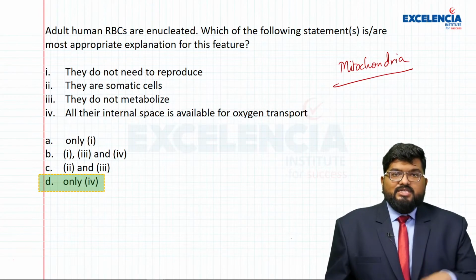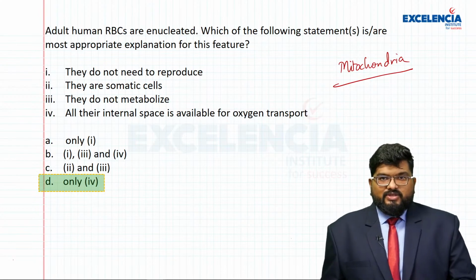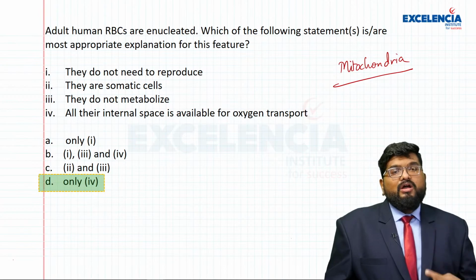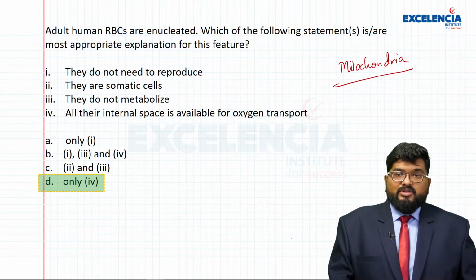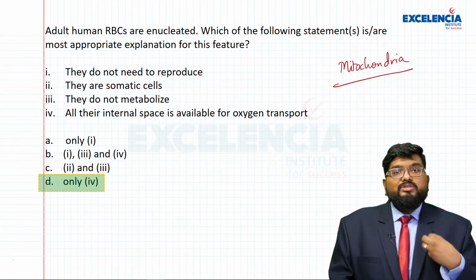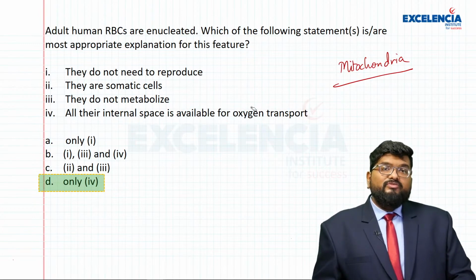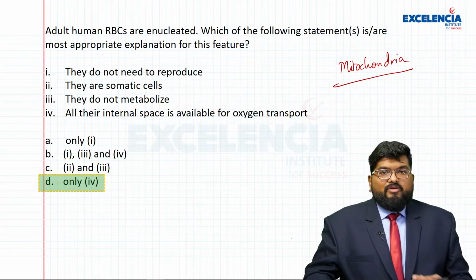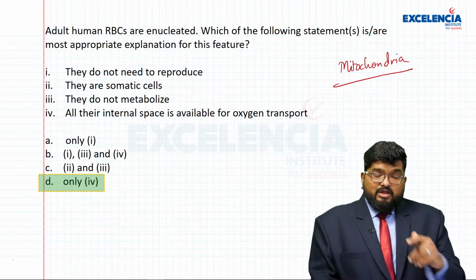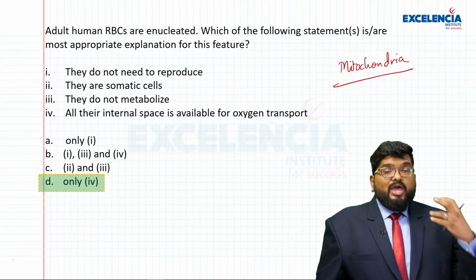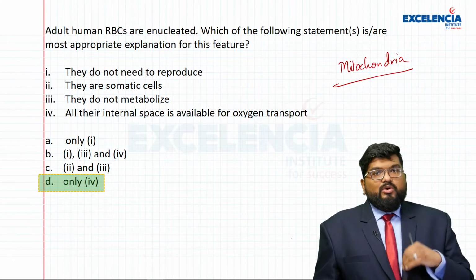Another thing, the nucleus is also removed to make as much space as possible for hemoglobin molecules in the RBCs. So to increase the available area for oxygen transportation by packing as many hemoglobin molecules in the RBC as possible, the blood system ensures perfect oxygen transportation throughout the body. All their internal space is available for oxygen transport. Every single RBC on average contains about 200 million molecules of hemoglobin, and every hemoglobin molecule has the capacity to carry 4 oxygen molecules. So imagine the rate at which RBCs are providing oxygen to our body.